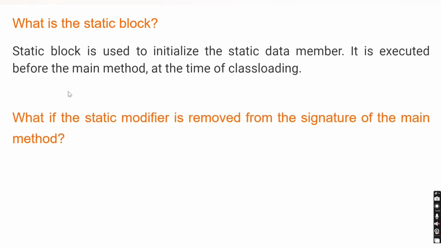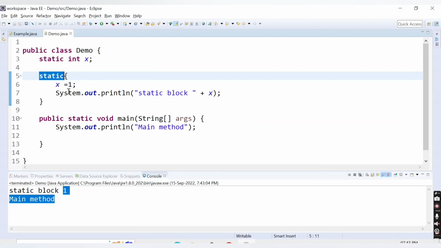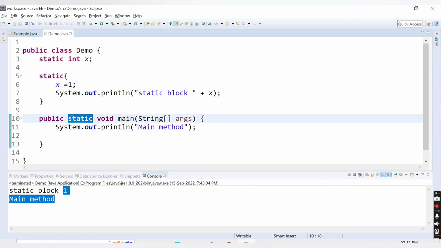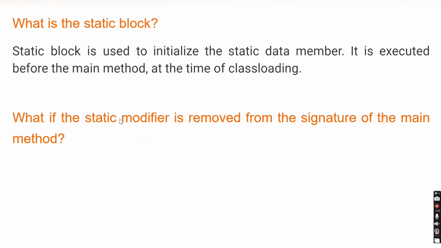And moving towards the last question that we will cover in this video, what if the static modifier is removed from the signature of the main method? We already learned that the main method is also a static method because we make use of the static keyword here, and that's why we don't need to create the object for the main method. It is directly called by the class name, so it saves memory. That's why the main method is always static.